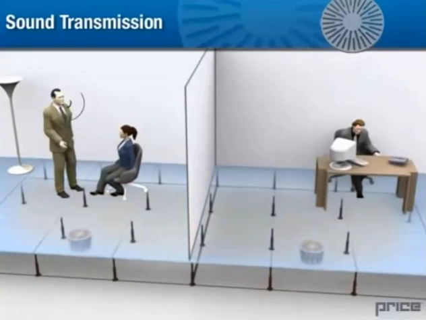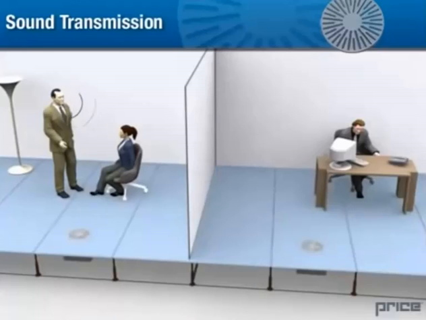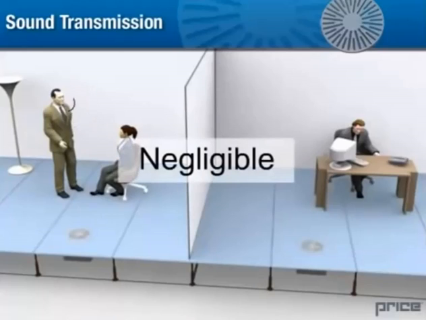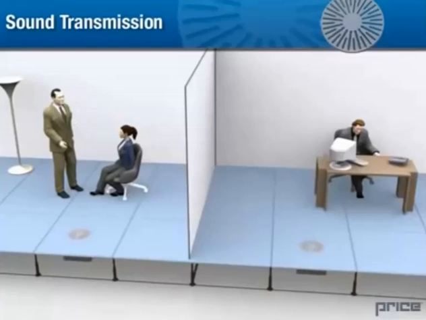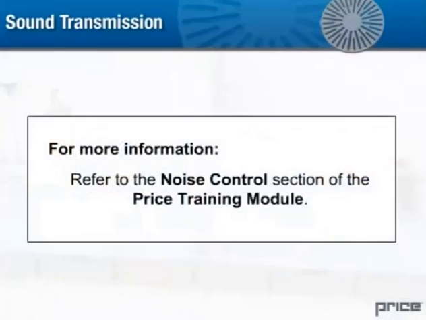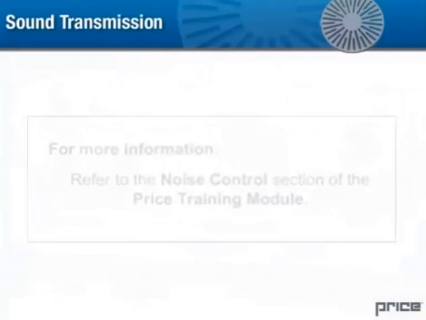In a building using a pressurized floor plenum, the sound diffuses in the floor plenum. Secondly, there is further sound reduction through the floor outlets. Tests have shown that sound attenuation is in the order of 40 to 80 decibels. In conclusion, sound transmission through floor air outlets is negligible. Additional sound attenuation measures are rarely needed to improve the reduction of speech transmission between two adjacent rooms. For more information, you can refer to the noise control section of the Price Training module.